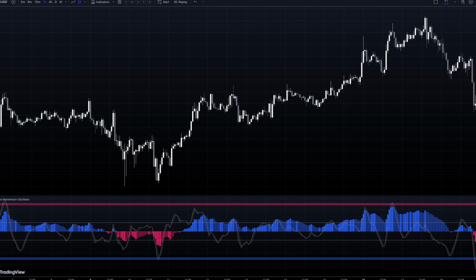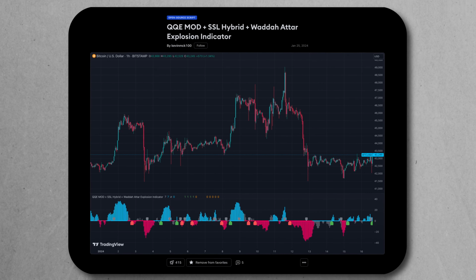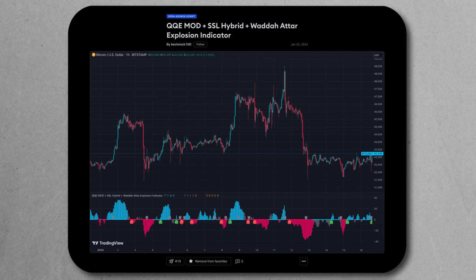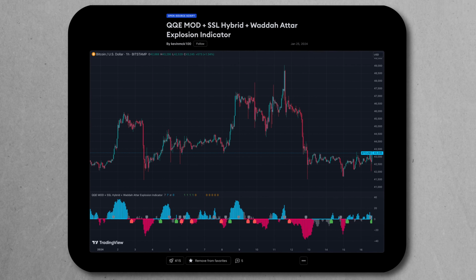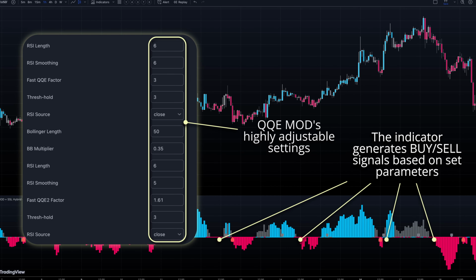The QQE Mod plus SSL Hybrid plus WADA ATAR Explosion Indicator by Kevin Mac 100 is based on the RSI and ATR smoothing techniques. It identifies the direction of the trend while factoring in market volatility. It generates buy or sell signals when the price crosses certain thresholds.